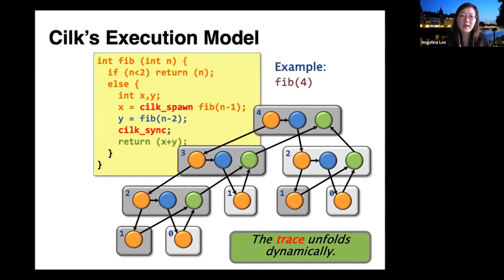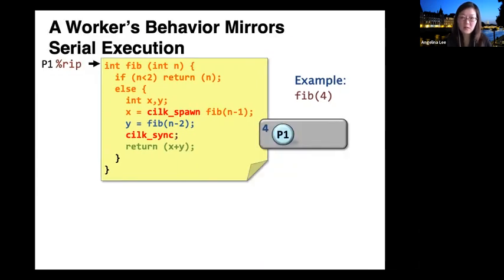But let's see what can happen when you actually execute this program on multiple cores. Say here I have one worker currently just executing fib. Worker 1 is going to execute fib just like regular serial execution. In fact, when you have a single worker executing a piece of code, the worker's behavior mirrors exactly that of the serial execution.